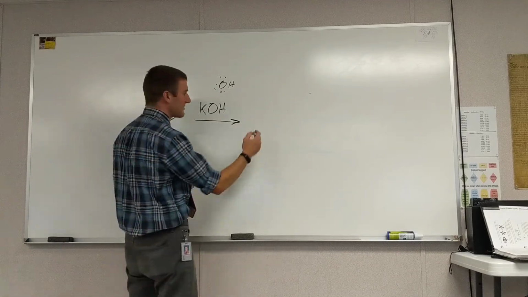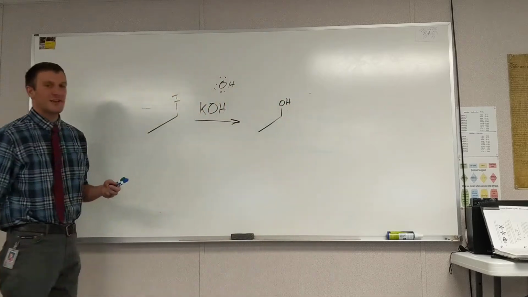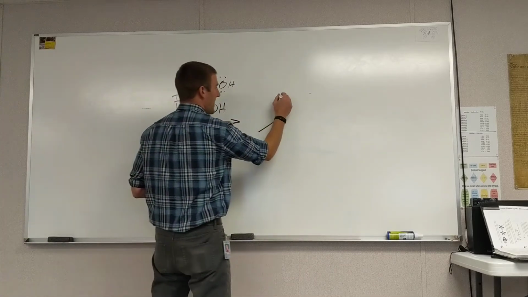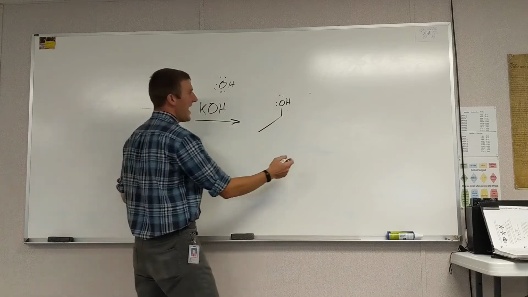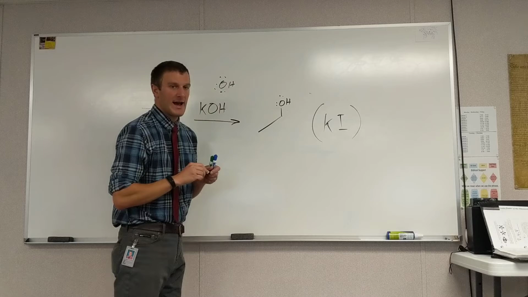We'll spend more time next chapter talking about that. But right now, we should be able to write that. So there's ethanol. Here's my hydroxide ion that kicked out the iodine. And then my inorganic byproduct, potassium iodide.